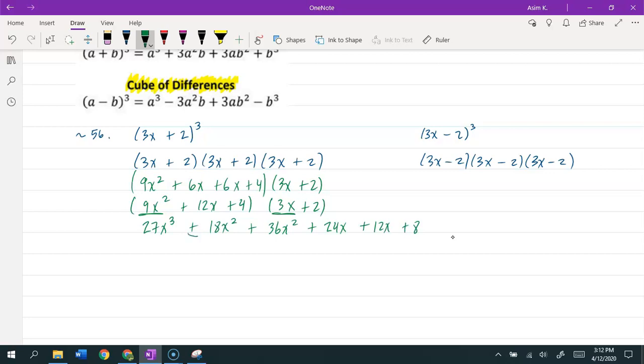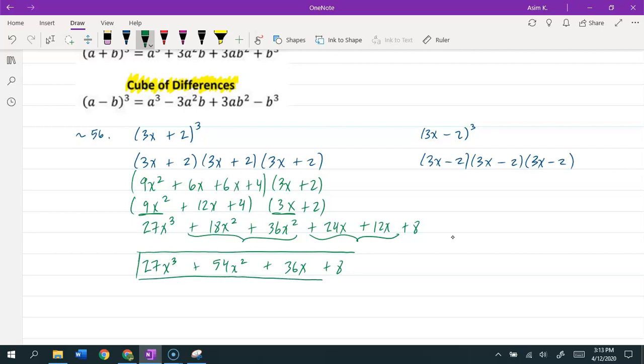You can combine these two terms right here. So it gives you 27x cubed plus 18 plus 36 is going to give you 54x squared. And then 24 plus 12 is going to give you 36x. And finally, add 8. So I'm going to purposefully leave this result up here just so that you're convinced that that does work.